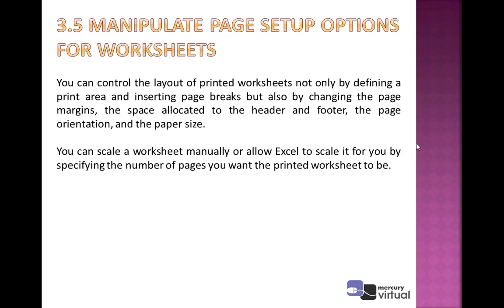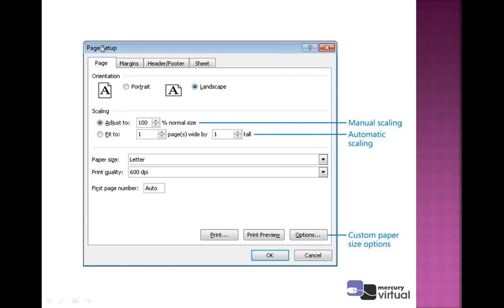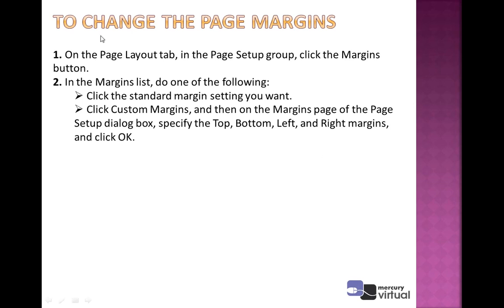This is the page setup box. You can use the margins. You can use the orientation: portrait means in a column format, landscape means in a row format. This is manual scaling, you can adjust. This is automatic scaling, meaning the page setup or the worksheet automatically adjusts. These are the options available to customize the paper, like letter, A4 size, A3 size and so on.